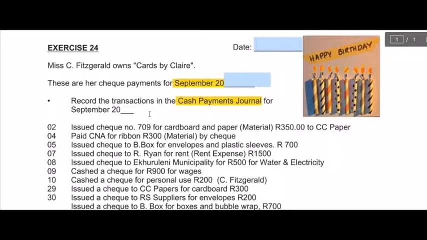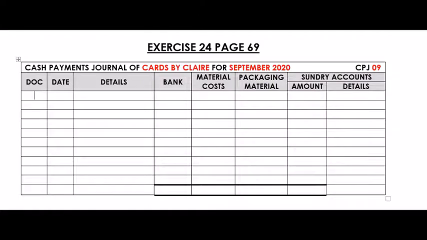Okay, so the first thing you do before you even look at the transactions is you go and give your cash payments journal a heading. It's the cash payments journal of Cards by Claire for September 2020. And since September is the 9th month of the year, it's CPJ number 9.